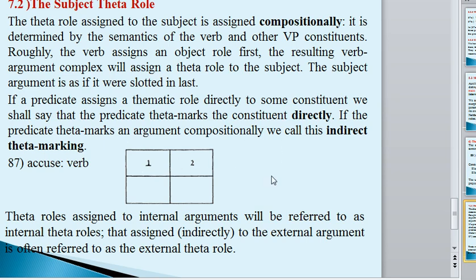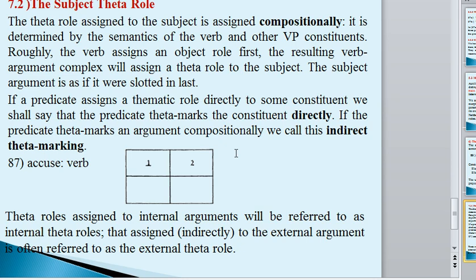So this is the subject theta role process. Again, the verb theta-marks the direct object directly. Then both of these, the verb and the direct object, compositionally assign the theta role to the subject, so we call it indirect theta marking. This is the definition and the process of the subject theta role.